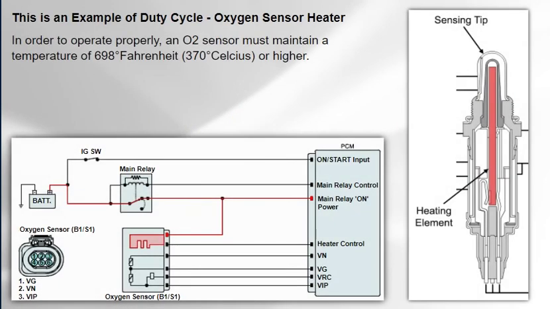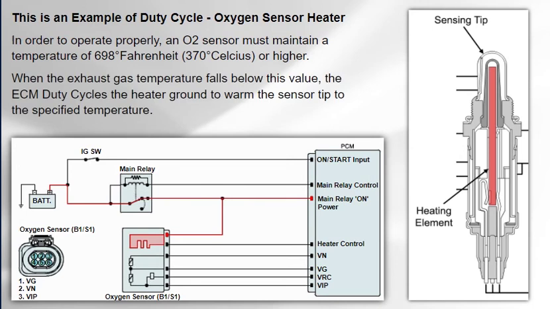In order to operate properly, an O2 sensor must maintain a temperature of 698 degrees Fahrenheit, that is 370 degrees Celsius, or higher. When the exhaust gas temperature falls below this value, the ECM duty cycles the heater ground to warm the sensor tip to the specified temperature.